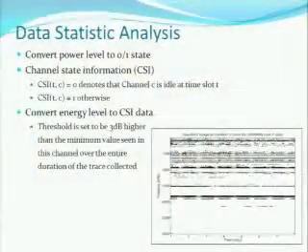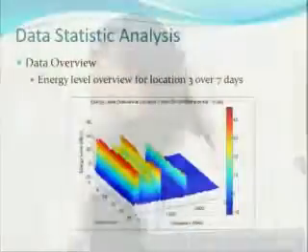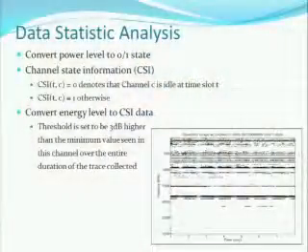Then we want to see more detail, because this is only energy level information. We look at the information that is really useful for us, which is the channel state information, CSI. We want to convert the power level to channel state information. For a particular channel, if it is idle at a particular time, we indicate the CSI value as 0. Otherwise, the CSI value is 1. So we convert the energy level to CSI data.